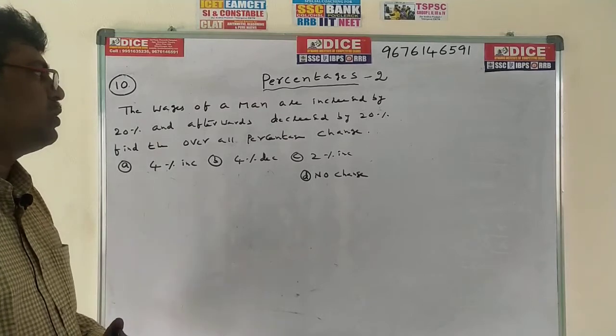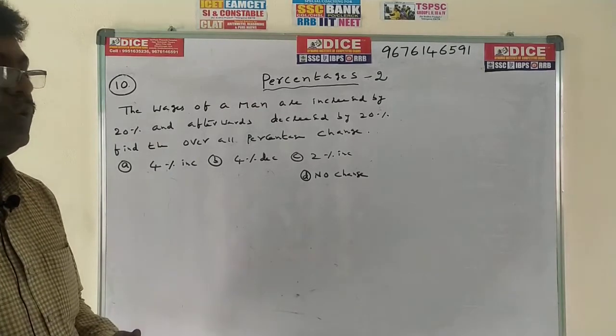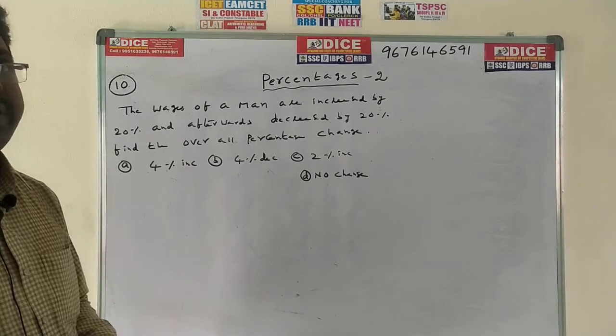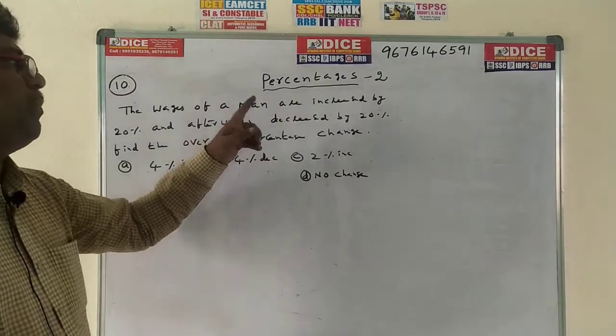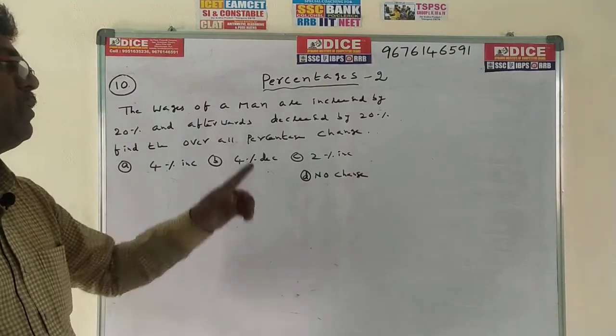See here, this model is very, very important. We can use the shortcut formula directly, and we can also go for the general method. First of all, see the shortcut. The wages of a man are increased by 20%, afterwards decreased by 20%.